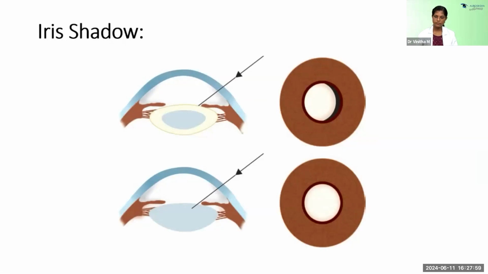Iris shadow. When the light is thrown onto the pupillary margin, it forms a crescentic shadow. It shows that there is a clear cortex in between the opacity and the pupillary margin. It is seen in immature cataract, whereas in mature cataract, where the lens is fully opacified and there is no clear cortex in between the opacity and the pupillary margin, there is no iris shadow. This helps in distinguishing between the immature and the mature cataract.